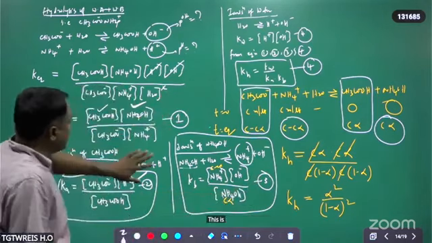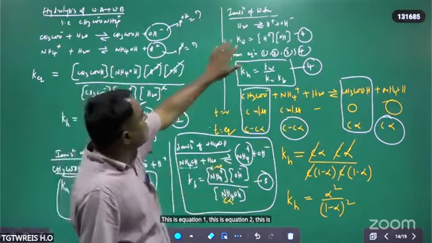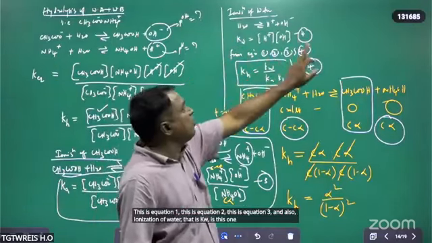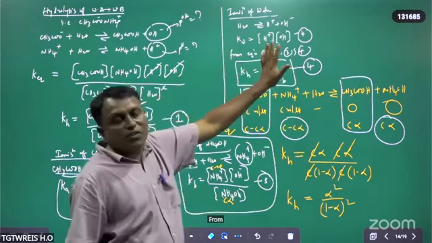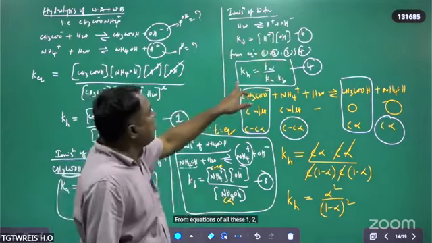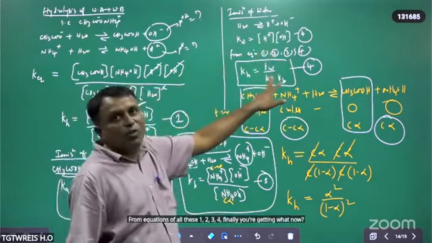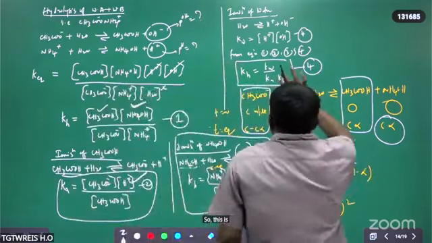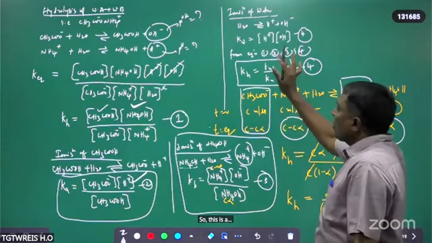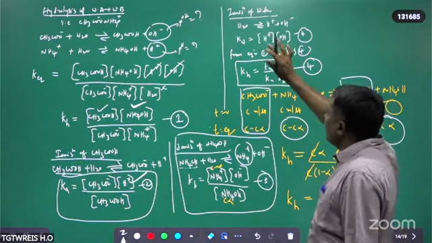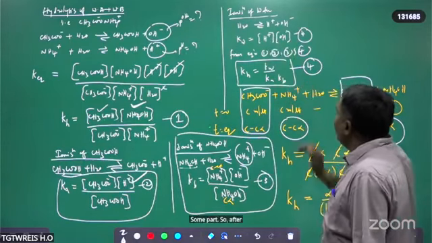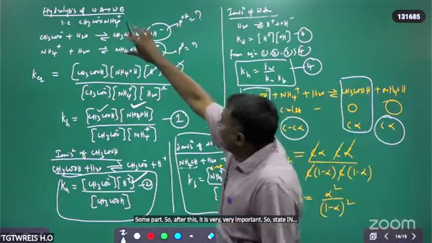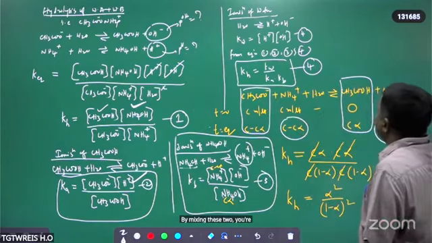This is equation 1, this is equation 2, this is equation 3, and also the ionization of water, that is Kw, is this one now. This is equation number 4. From all of these equations 1, 2, 3, 4, finally you will get what? Kh is equal to Kw by Ka into Kb. So after this, it is very, very important now. So the acetate anion, by mixing these two, you will get this equation now.